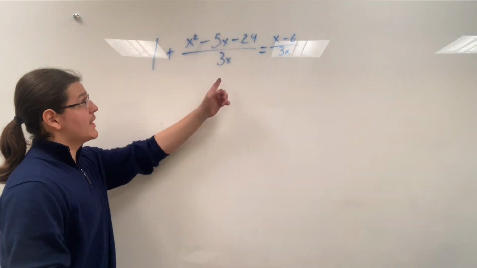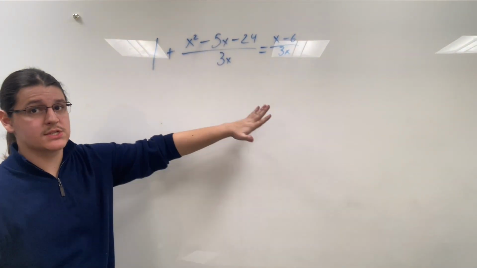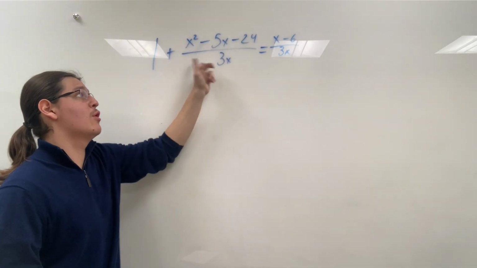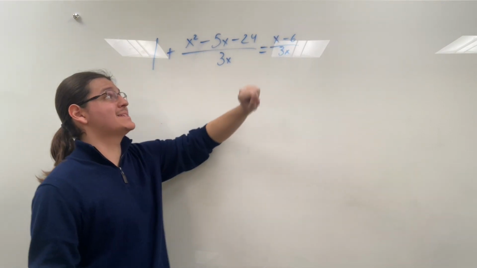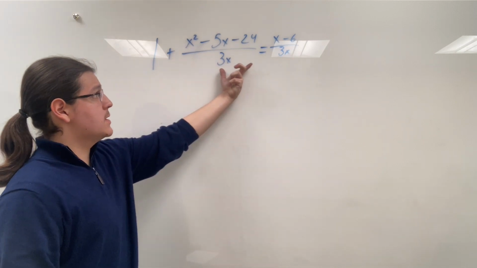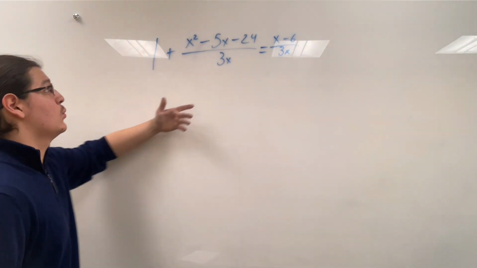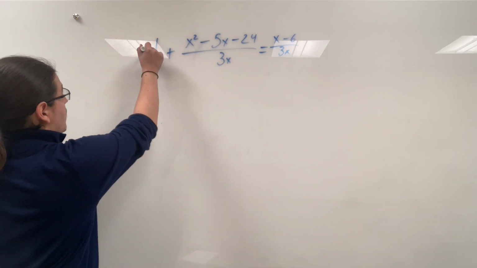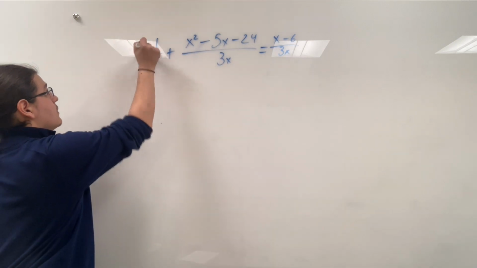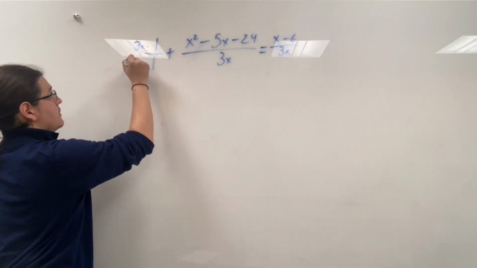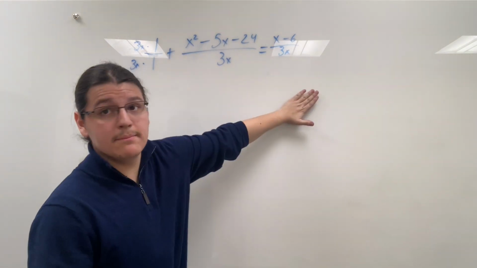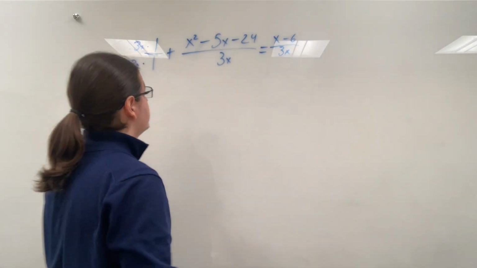Okay, so I don't like how the lights are covering up part of this. Just to clarify, this is 1 plus x squared minus 5x minus 24 over 3x is equal to x minus 6 over 3x. So our common denominator is going to be 3x. This 1 is really just 1 over 1. Multiply top and bottom by 3x. Now, our denominators are all the same. So let's forget about them like we did before.